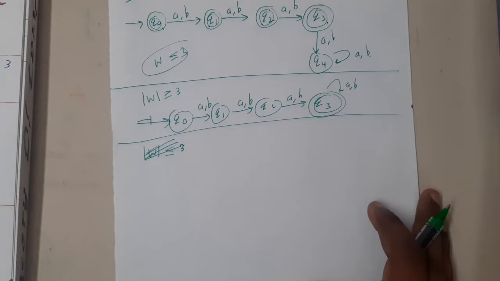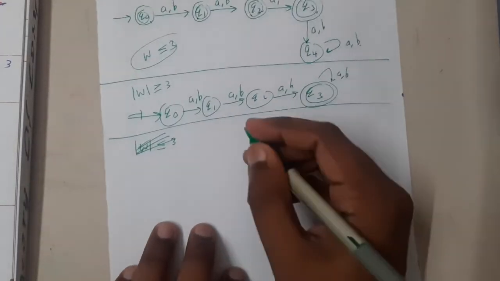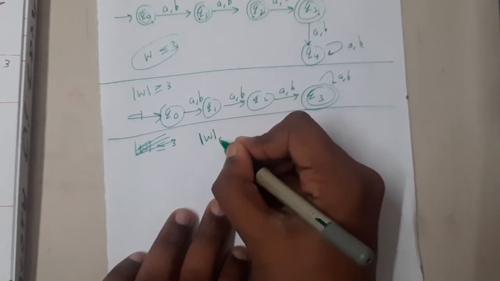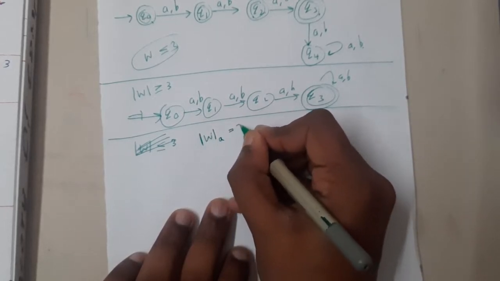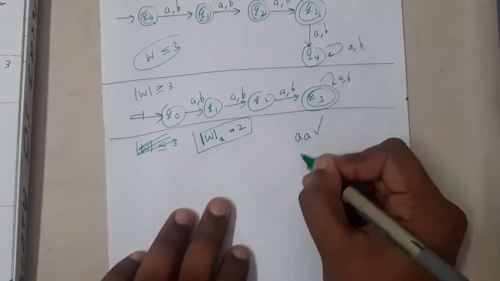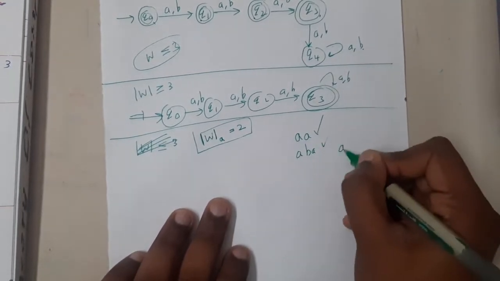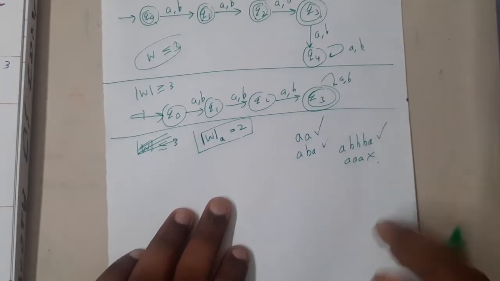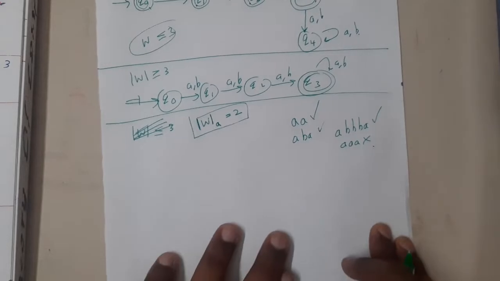Now assume that these questions are really easy, right? So assume that the examiner wants to play with us. At that time, what will he do, guys? Instead of giving the total length, he says the number of A's should be exactly equal to 2. So if AA, it will accept. ABA, it will accept. ABBBBBA will accept. A will be rejected. That's what it is saying, right? Yes. So let us try to draw it.